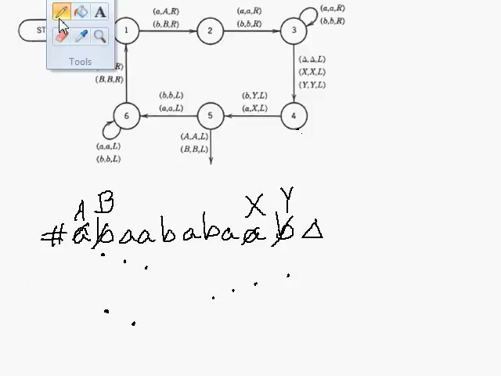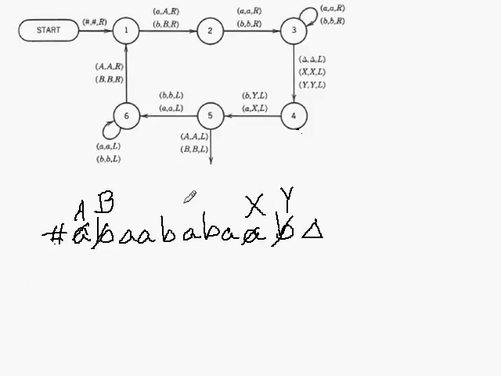So let me erase all those things. What have we accomplished? We changed 2 letters now on the left and 2 letters on the right. We're changing A's over here to capital A's and A's over here to X's. B's over here to capital B's and B's over here to Y's.